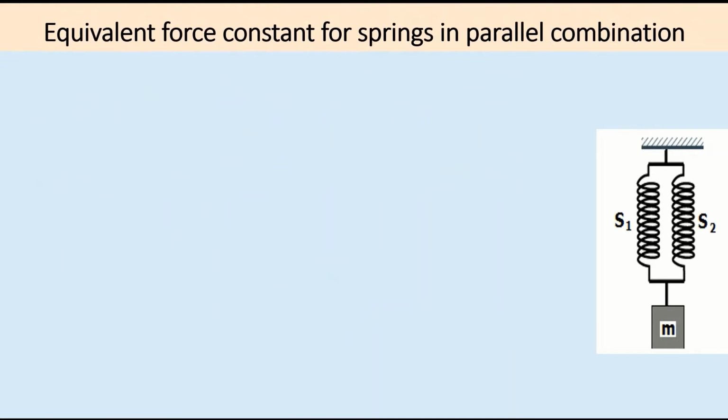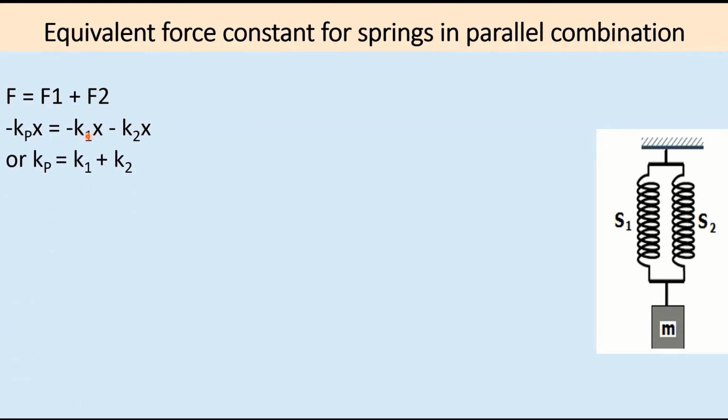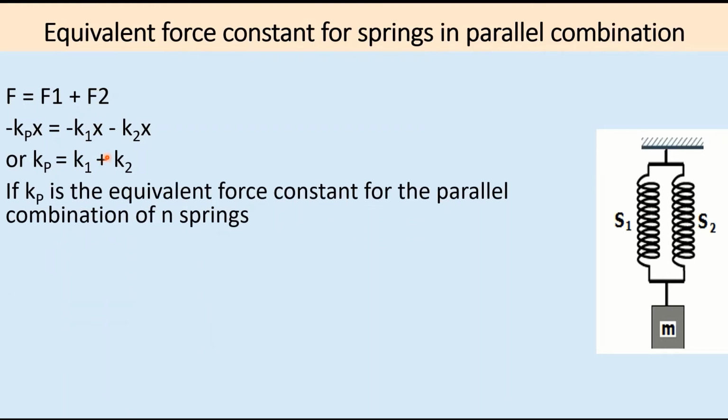So F is equal to F1 plus F2. So F is equal to minus Kp into x, F1 is equal to minus K1 into x, and F2 is equal to minus K2 into x. So therefore Kp is equal to K1 plus K2. So Kp is the equivalent force constant for the parallel combination of the springs.